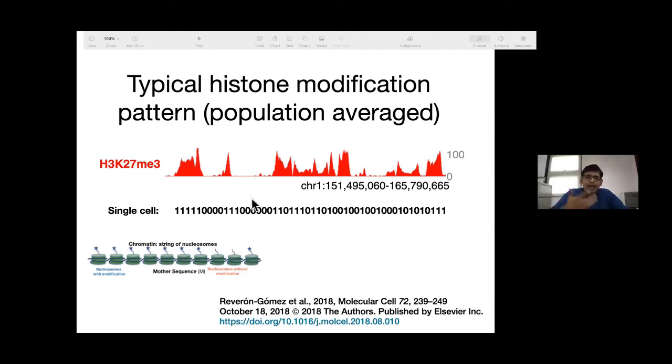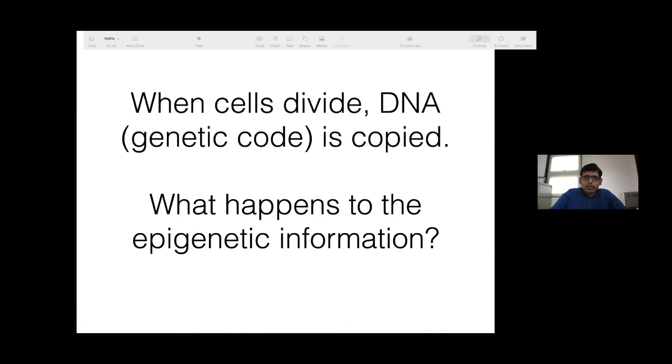So you can imagine somewhat like a binary, 1 or 0: there is a star or there is no star at the single cell level. And if you average over a population, you would get a pattern like this. So this is what one gets from experimental data. Now, the question is, how do you copy this information, and what happens to this information during cell division?